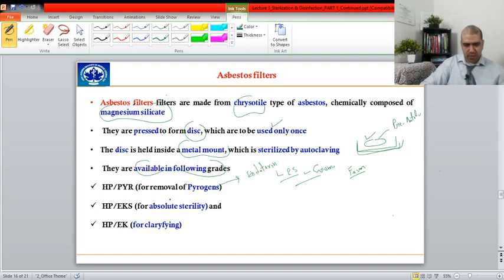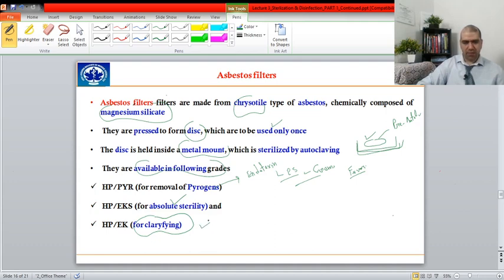HPEKS is required for absolute sterility. It means it doesn't allow any microbe to pass through to obtain our liquid. Another is HPEK, that is used for clarifying. You can clarify other, for example, waste from your liquid.